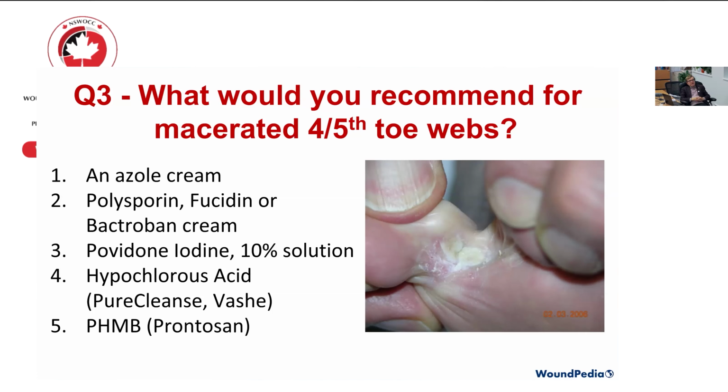Okay. An azole cream is going to keep the area moist, and it'll treat fungus and a little bit of bacteria. Polysporin, fusidin, and Bactroban primarily treat gram-positives, although there may be some gram-negative, but you're not going to get drying of the web space.